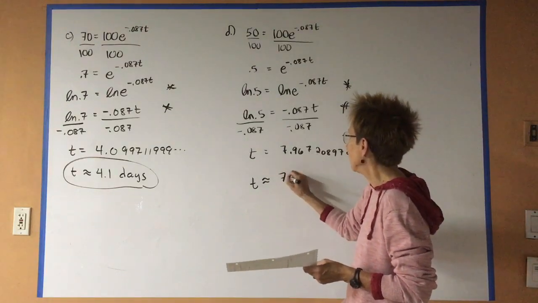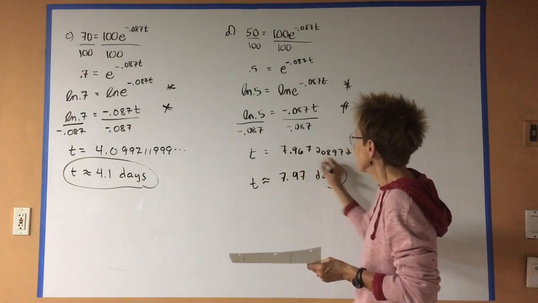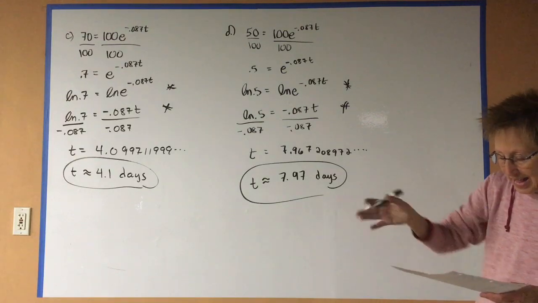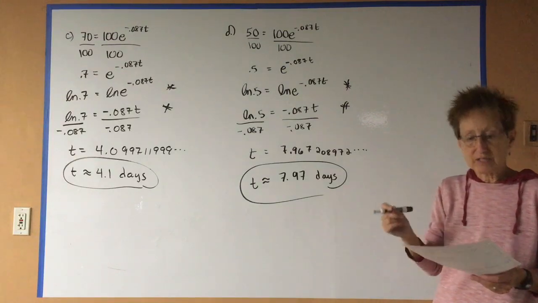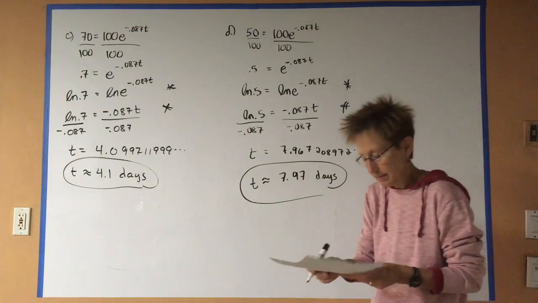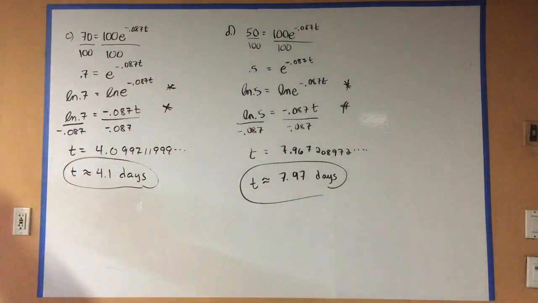So this is 7.97, and again, this is days. So it's going to take almost 8 days for it to be half as much as it used to be. So its half-life is almost 8 days, 7.97 days. So we have 2 more problems to do here. So let's flip over and take a look at number 3.